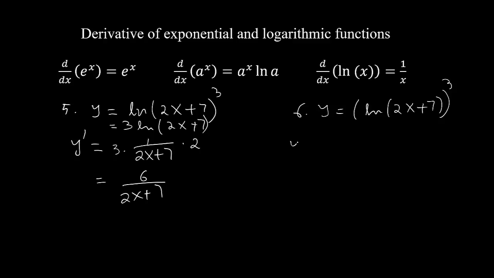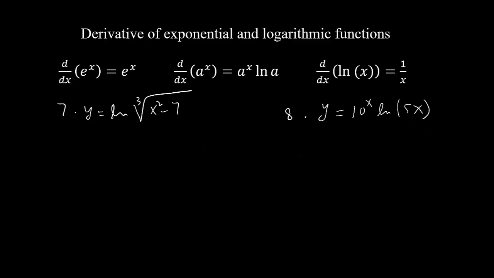Now when you do this one, this is little different. Now you can say everything is your x to the 3 will give you derivative 3 natural log 2x plus 7 squared, then the derivative of inside, which is 1 over 2x plus 7, and then inside gives you 2. So you can see the difference between these two.